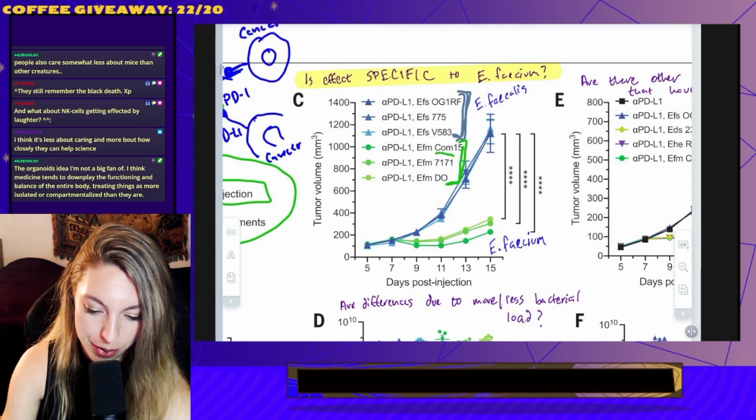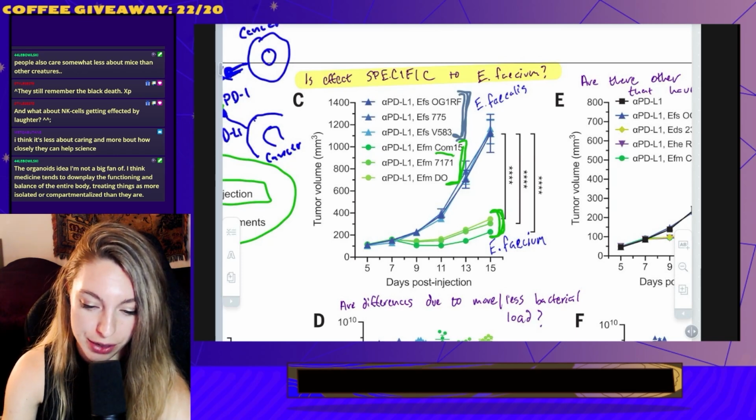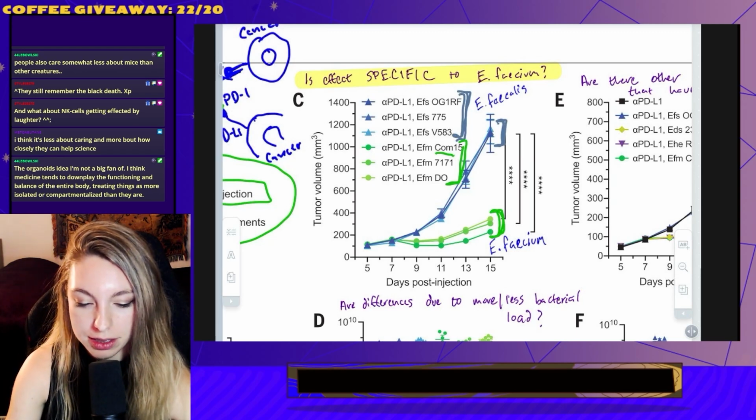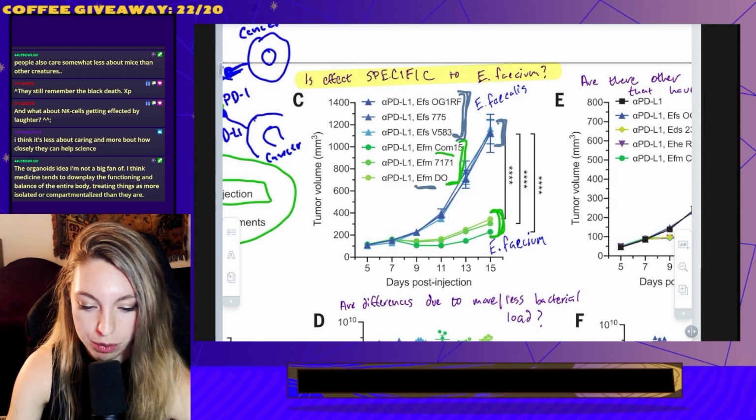Now you can see right away that all of the mice that were treated with different types of E. faecium strains, those tumors are really small, but all of the mice that were treated with the other type of bacteria that's somewhat related but not the same, called E. faecalis, those tumors grow out and there's like no effect with anti-PD-L1. So this tells the researchers that, okay, whatever anti-tumor effect we're seeing, it's specific only to E. faecium. So this one type of bacteria.